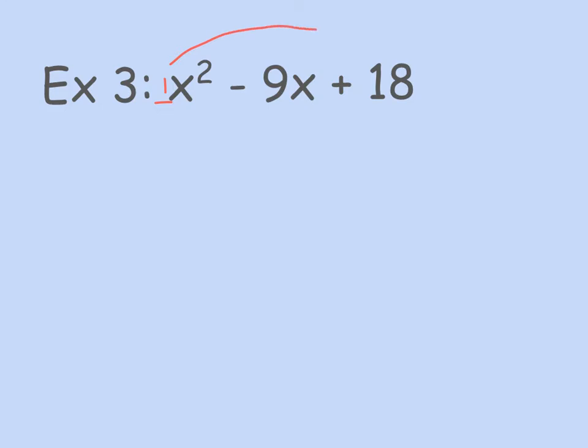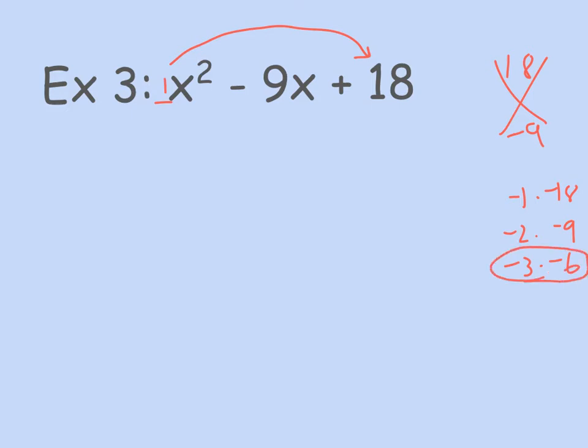I'm going to take the number in front of x squared and multiply it by the last number, which is 18. So 1 times 18 is 18. And I want those factors to add up to negative 9. Okay, so how do you do that? How do you multiply two numbers to get a positive number but add them to get a negative number? They're both negative. So I could say negative 1 times negative 18. That doesn't work because that adds up to negative 19. Negative 2 times negative 9 adds up to negative 11. Negative 3 times negative 6. That does work.